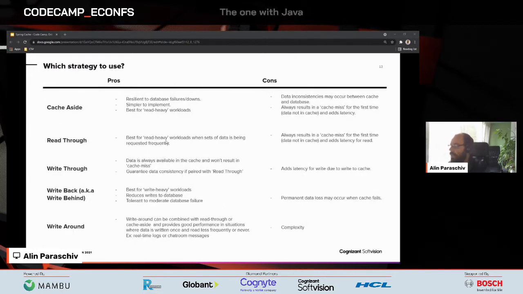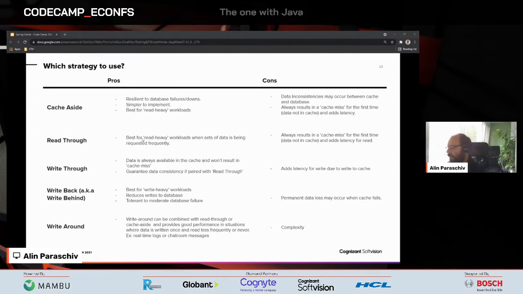Now, which strategy to use? That's the question. Each strategy has pros and cons. For cache aside, we can name that it is resilient to database failures and downtime, simpler to implement, and best for heavy read workloads. As a downside, data inconsistency may occur between cache and database. There is always a cache miss the first time, basically because the data is not in cache, which adds some latency.